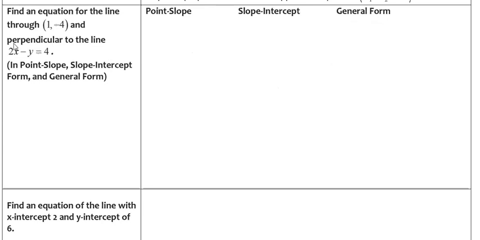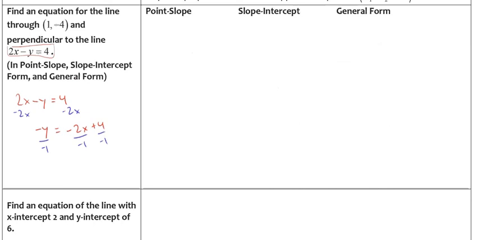We're going to start out by taking the line that it's perpendicular to, this one right here, and getting the opposite reciprocal. So we've got 2x minus y equals 4, and we just need to find the slope of this. And so maybe we're going to change it into slope-intercept form. So we'll subtract 2x from each side, which leaves us with negative y equals negative 2x plus 4. Divide each side by negative 1.